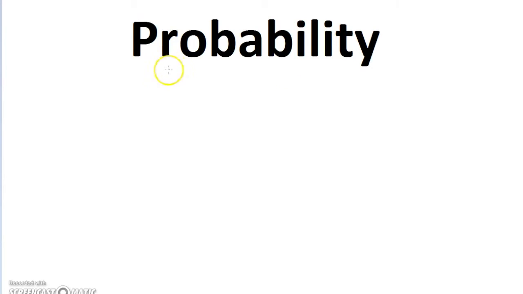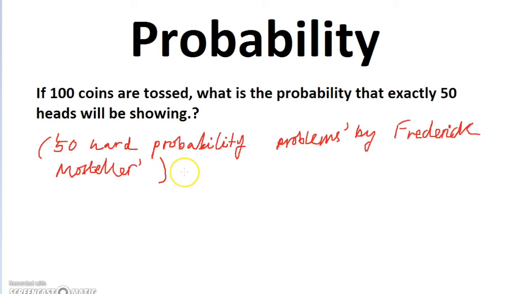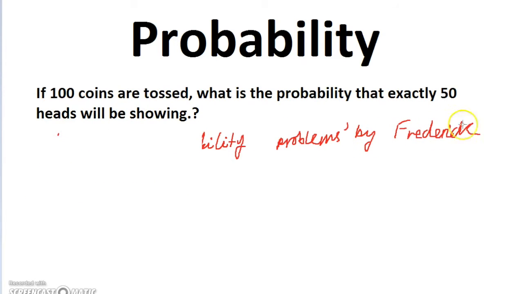So now that we have a definition, let's get our feet wet and start by trying to answer a challenging question. The problem we're going to attempt to solve is: if 100 coins are tossed, what is the probability that exactly 50 heads will be showing? The problem is taken from a book called 50 Hard Probability Problems by Frederick Mosteller. I hope I'm saying that name correctly. Let's directly apply our definition of probability to this problem and see what happens.